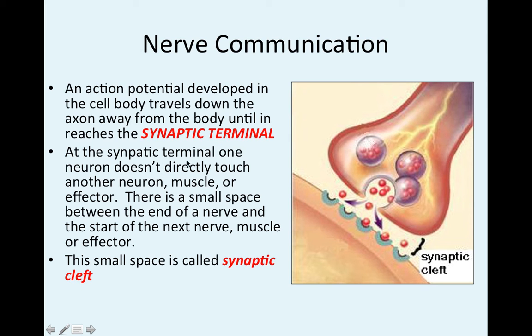Okay. At the synaptic terminal, one neuron doesn't touch another neuron or a muscle or an effector. There's a small space between the end of the neuron and the start of the nerve or muscle. So this little space right here, we call this little space the synaptic cleft.